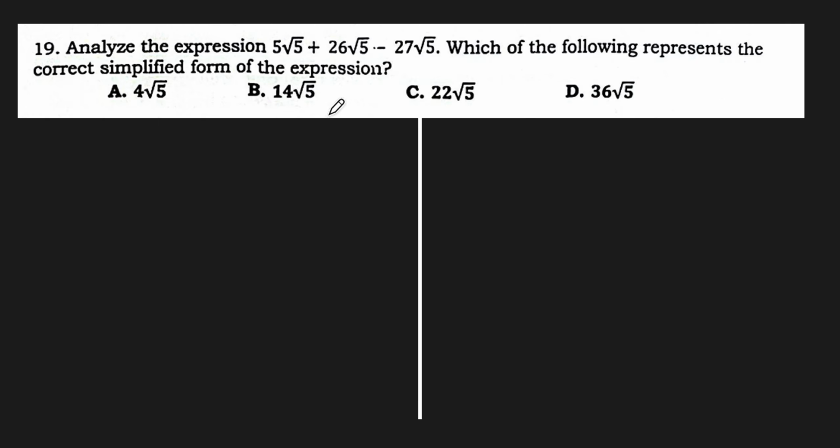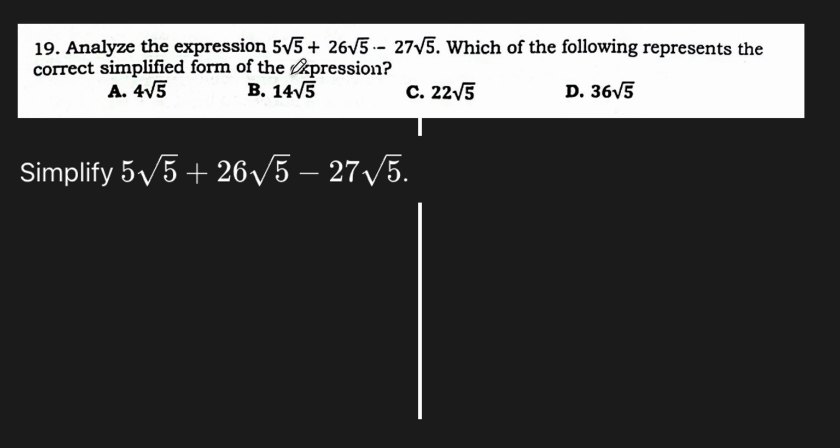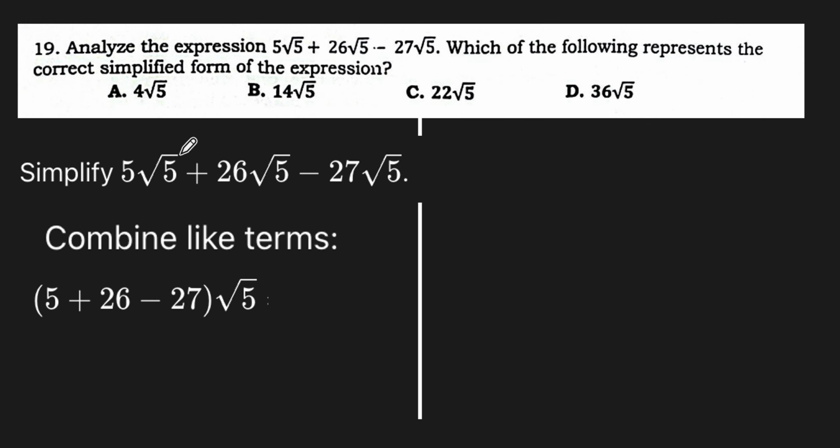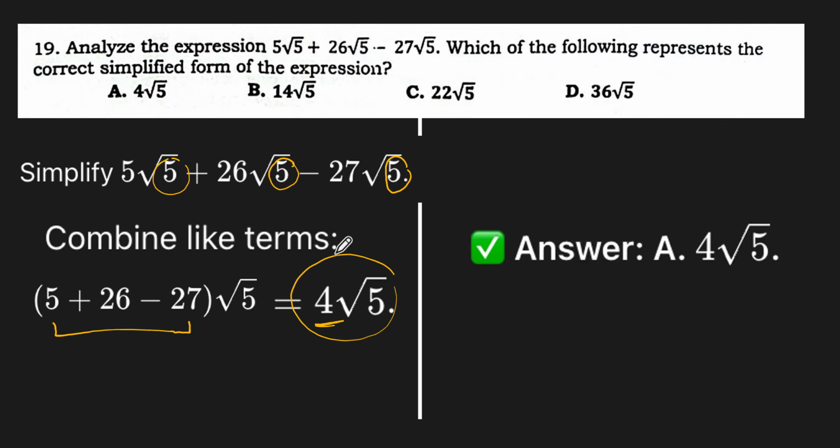Number 19, analyze the expression 5 square root of 5 plus 26 square root of 5 minus 27 square root of 5. Which of the following represents the correct simplified form of the expression? So we simplify this one, and then we combine like terms. We have the common radicand, so combining them, 5 plus 26 minus 27 gives us 4. When we simplify this one, square root of 5. And the answer would be A, 4 square root of 5.